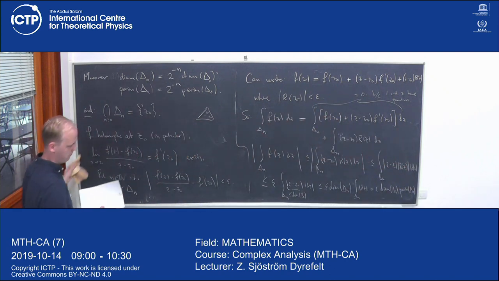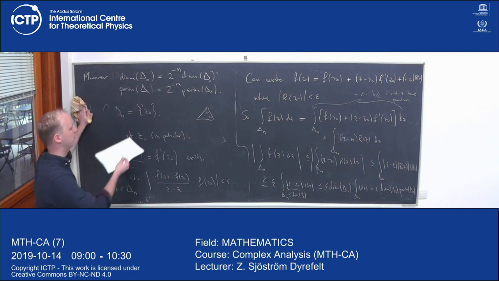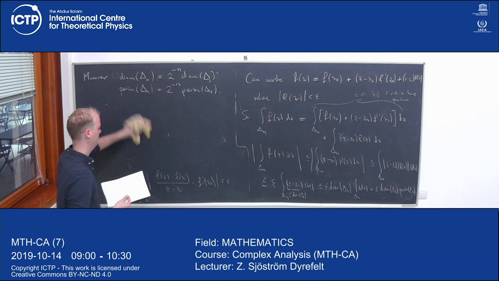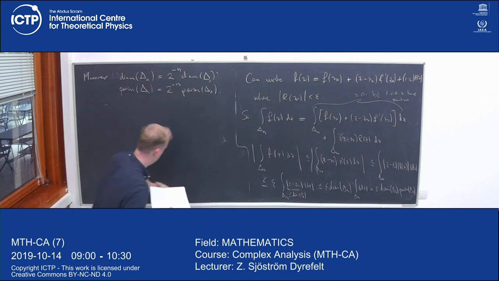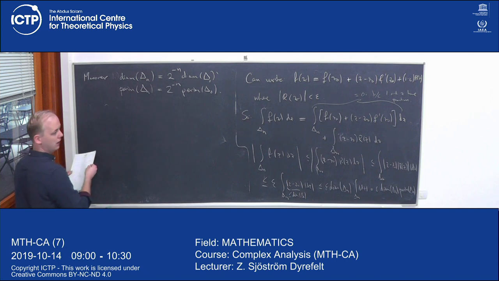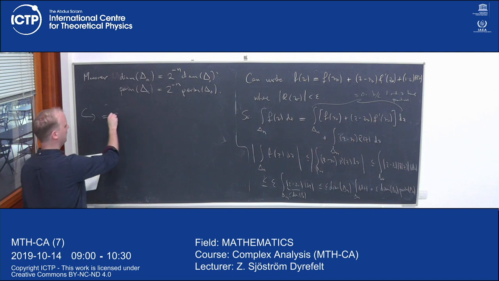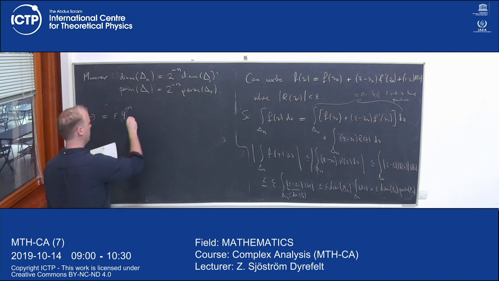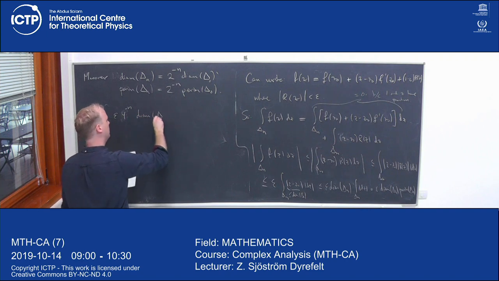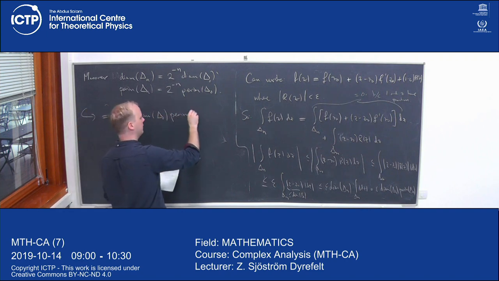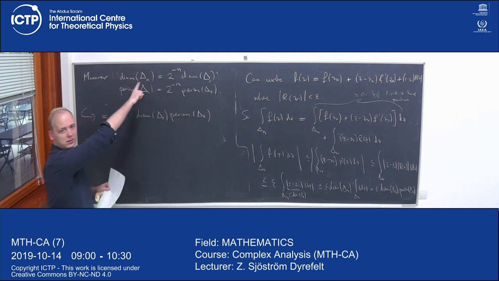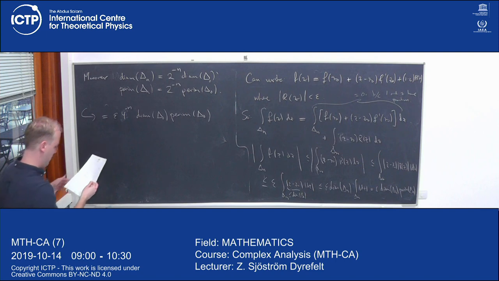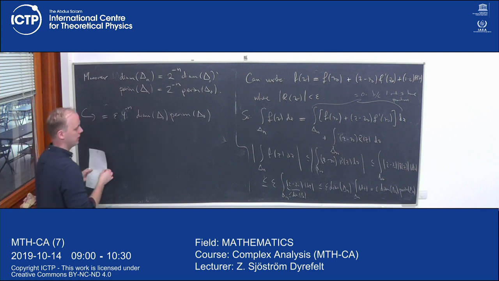Okay, so this is what it means. And now you remember this. So let me continue here. So this is equal to epsilon times 4 to the minus n, right? 2 to the minus n times 2 to the minus n. So 4 to the minus n, diameter of delta 0 times perimeter of delta 0, by what is written just up here. Okay, so this is what it equals.